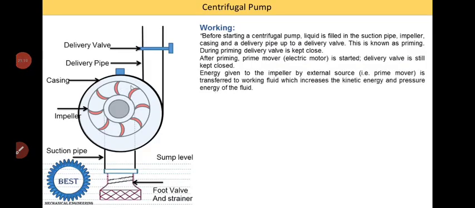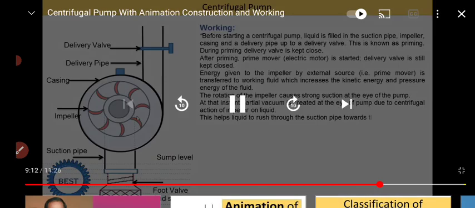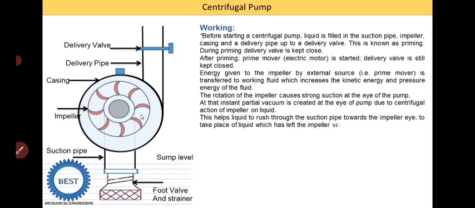Means the energy supplied from the prime mover to this impeller makes the impeller start to rotate. This rotation of the impeller causes strong suction at the eye of the pump. Means this impeller creates a strong suction, and a vacuum is created, which helps the liquid to rush in from the sump. So the impeller starts to rotate, and due to the centrifugal force, the air or water present here goes away from the center. This is known as the centrifugal force, and the centrifugal force creates a vacuum at this eye. Due to this vacuum, the water in the sump starts to rise in the upward direction.